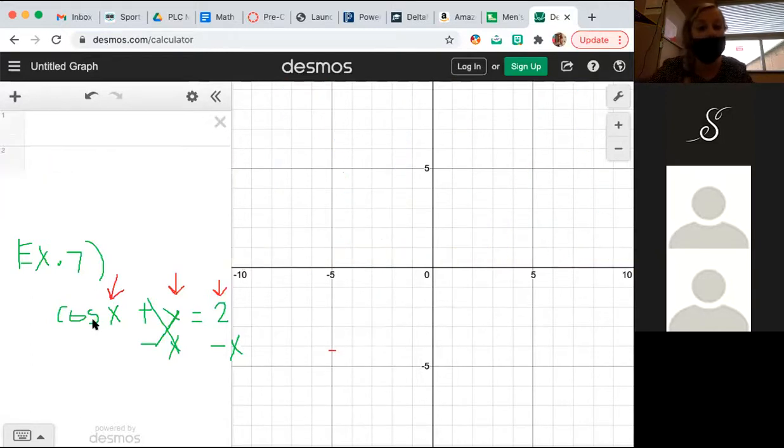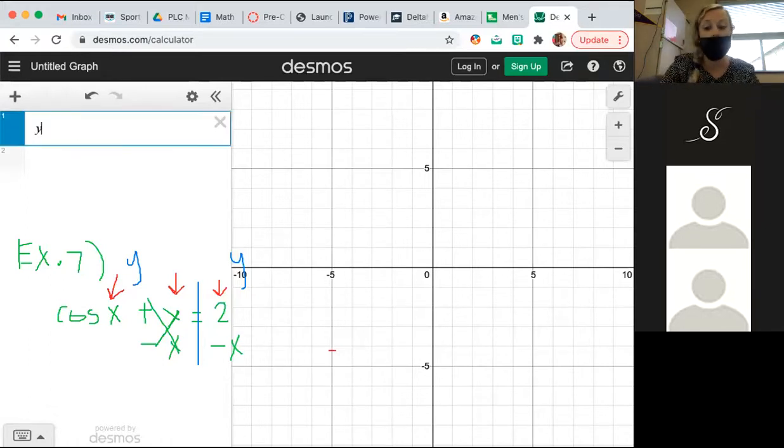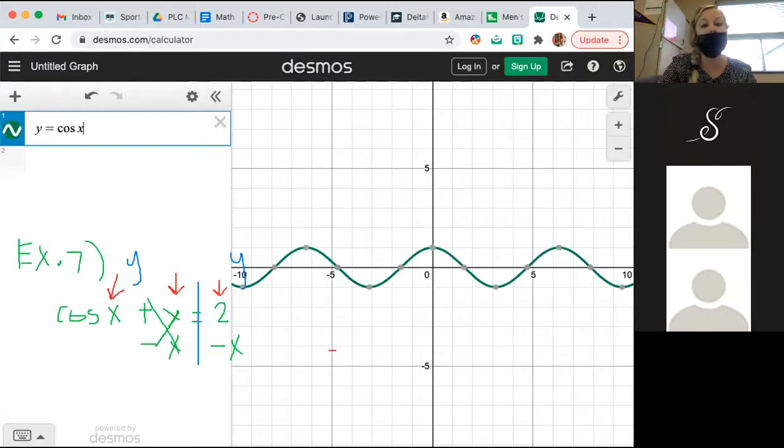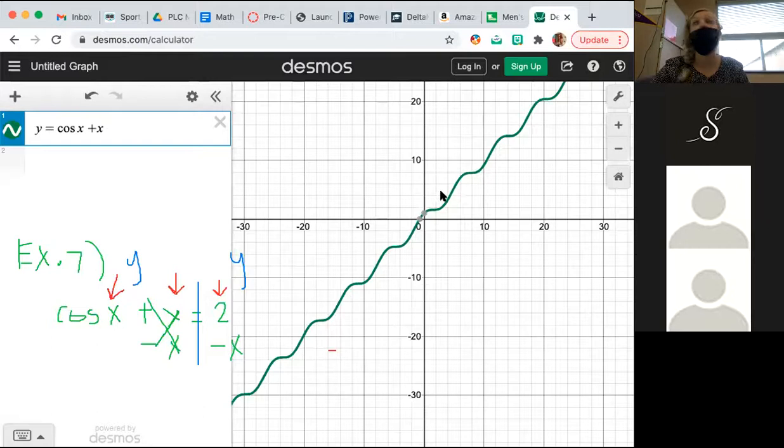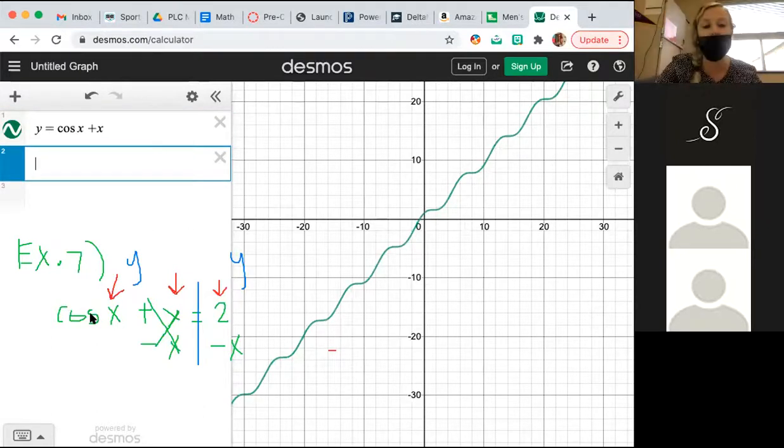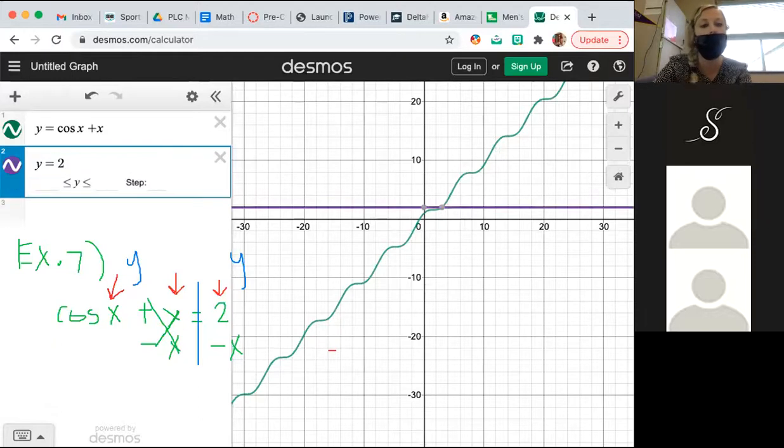What they gave me was cosine of x plus x equals 2. I'm going to take the left-hand side, put that in as y equals. Then I'm going to take the right-hand side, put that in as y equals, and I'm going to see where they cross. We learned this in Math 1, I hope. It was called systems of equations. Maybe. So y equals cosine of x plus x. Doesn't that look crazy? You'll learn why it looks like that in calculus if you take calculus. And then y equals 2 was the other side.